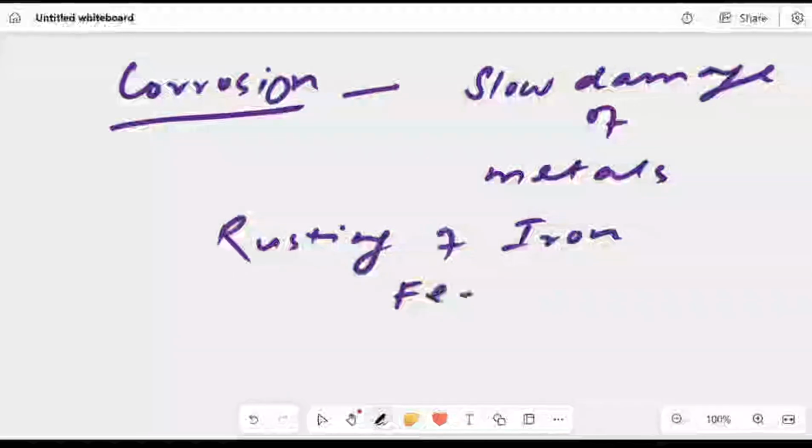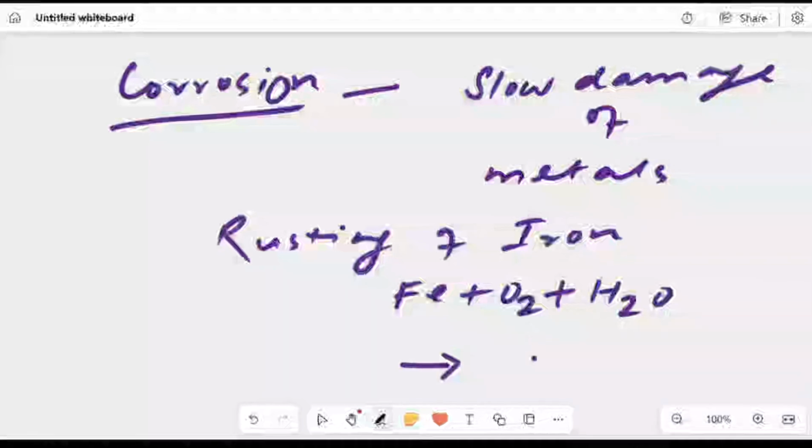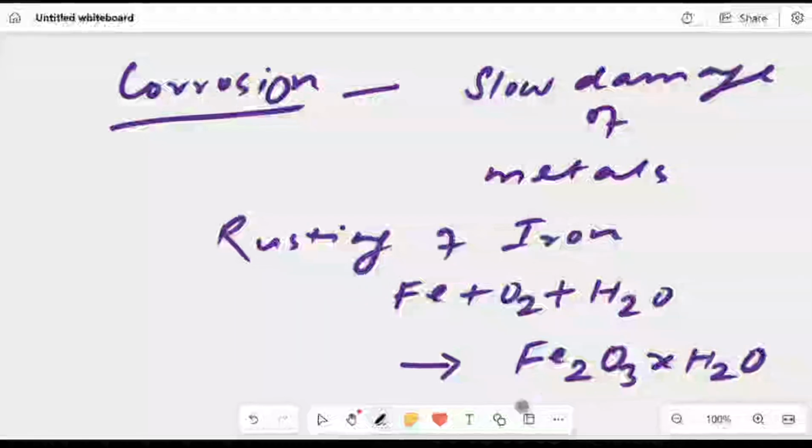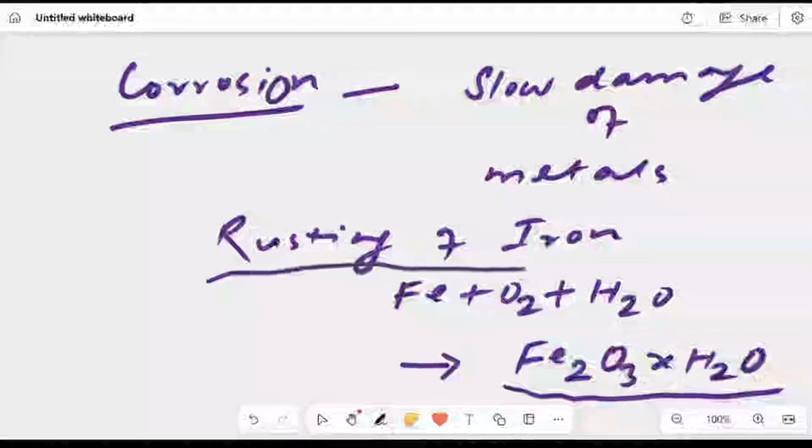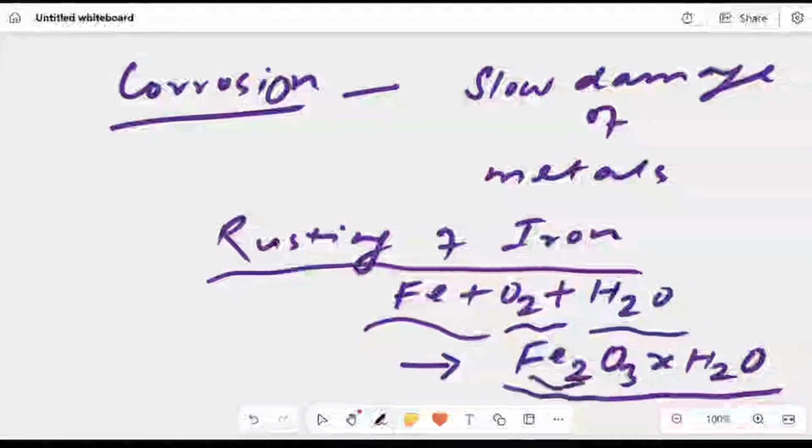When iron comes into contact with oxygen and water, what happens? The product here is Fe2O3. That means rusting has taken place. So corrosion is the slow damage of metals, and the classical example is rusting of iron. Fe, when it comes into contact with O2 and H2O, gives the product here, that is, rusting of iron has taken place.